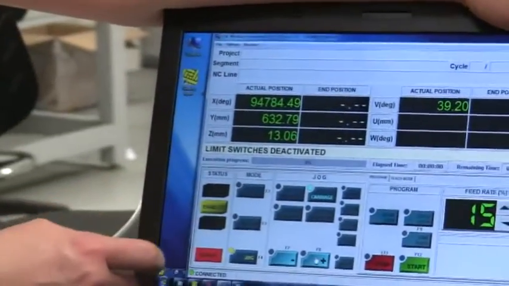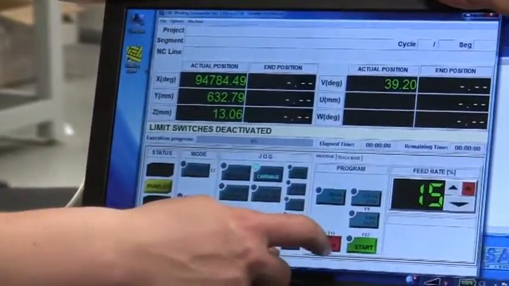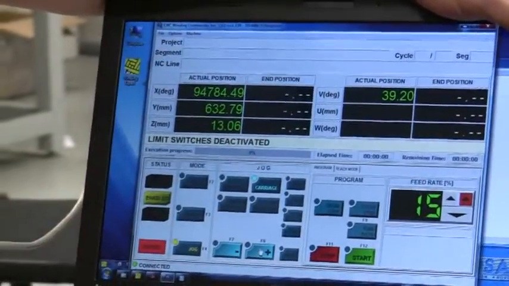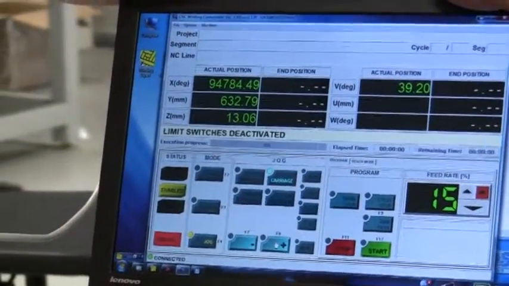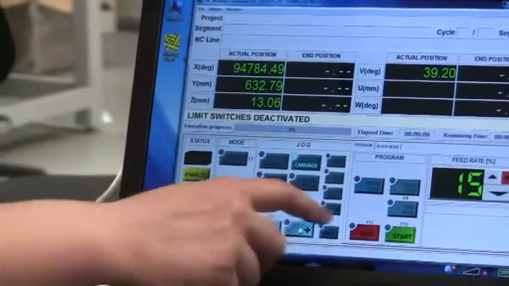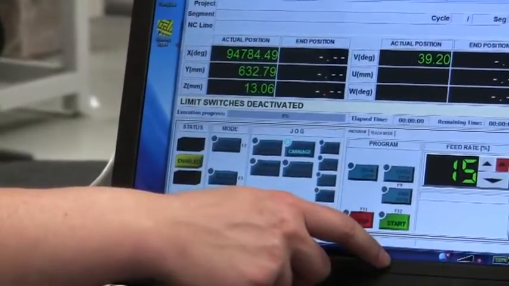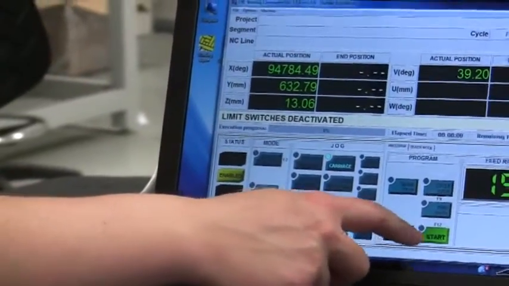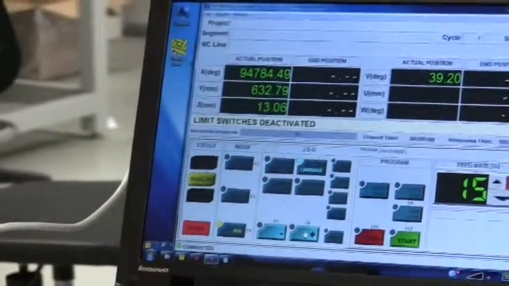In auto and rotate mode, we use the start and the stop button. The start and the stop button here are exactly the same as the start and the stop button there.